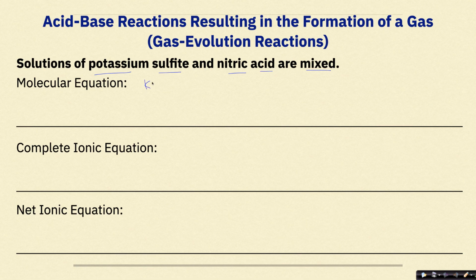So we're going to have K plus 1. Sulfite is SO3 minus 2. Nitric acid is H plus 1 coming together with NO3 minus 1. This is a double replacement reaction. So we have K plus 1 and SO3 minus 2. When we write the formula for that, it's going to be K2SO3 plus nitric acid, which is H plus 1 and NO3 minus 1.